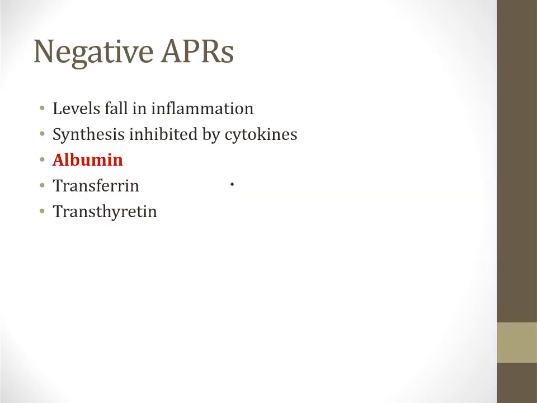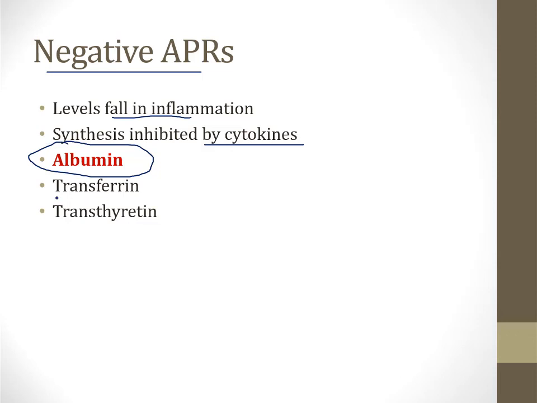And then finally, there are a couple of substances known as negative acute phase reactants. The level of these substances fall in the setting of inflammation. Their synthesis is inhibited by cytokines. The most famous one is albumin. You will see this in the hospital and the ICU all the time. Patients with a chronic inflammatory process will have low albumin levels.